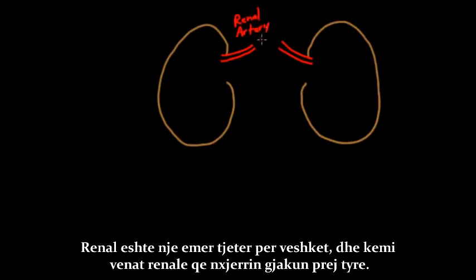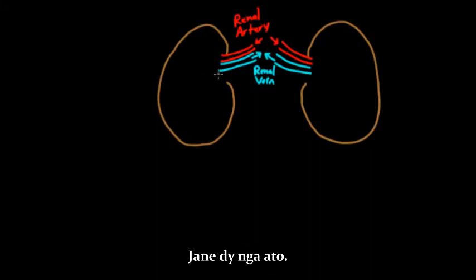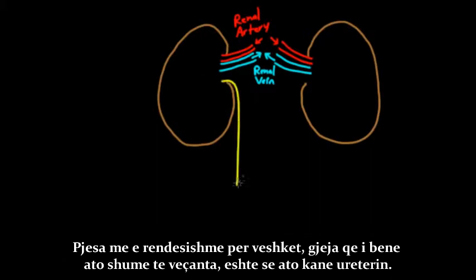And renal is just another word referring to kidneys. And we've got renal veins with blood flowing back out of them. So once the blood is headed back to the heart, we call it a renal vein, and there are two of them.